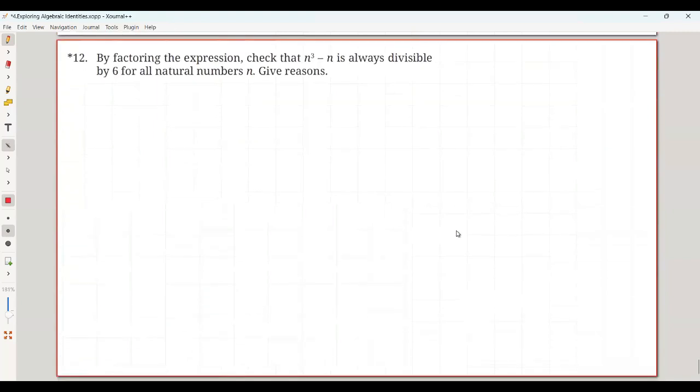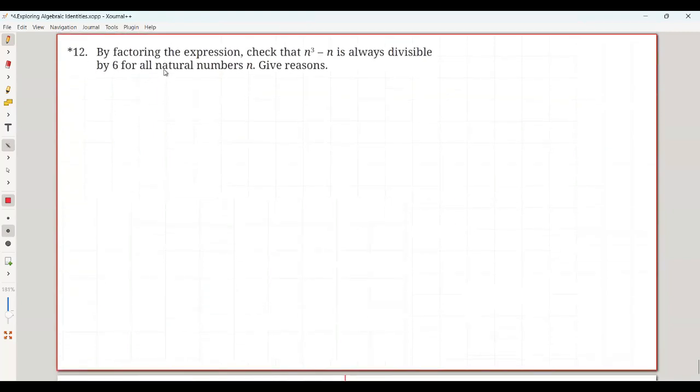Right. So now question number 12. By factoring the expression, check that n cube minus n is always divisible by 6 for all natural numbers n. So give reason. By factoring the expression, first you just take the given expression. So the given expression is n cube minus n.